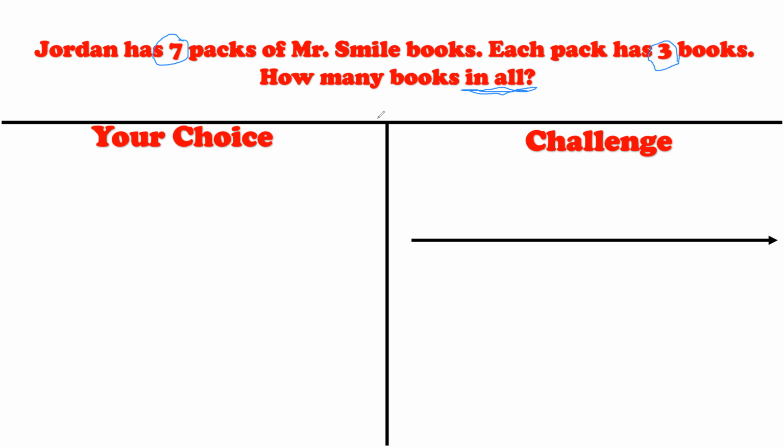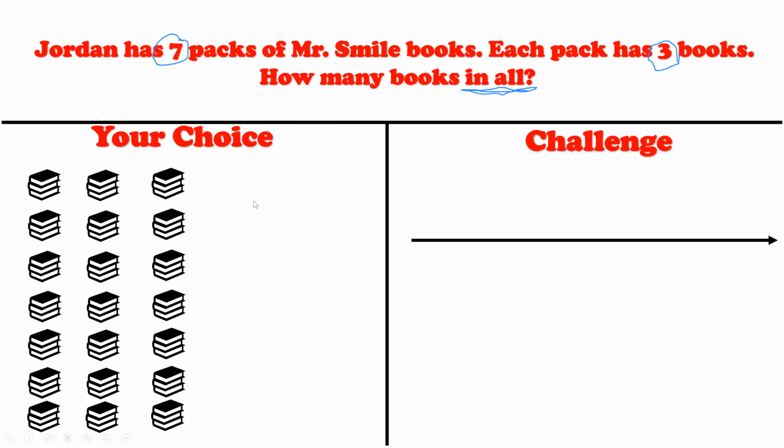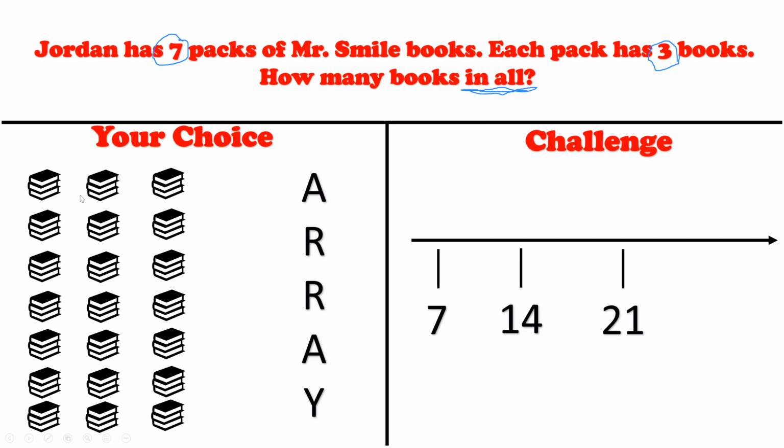Now I'm going to choose the best way I want to solve the problem. My choice is by drawing an array. I have 7 rows and 3 columns of books. And I challenged myself to skip count by 7. 7, 14, 21. You can always use your number line and hop and find those numbers.